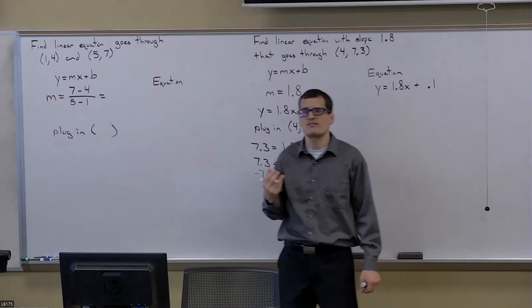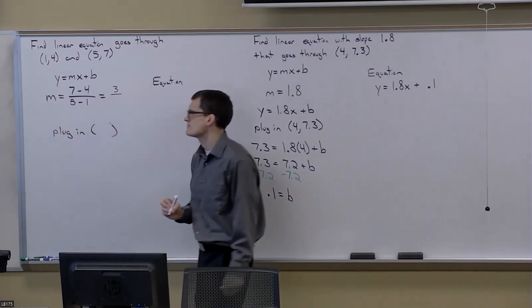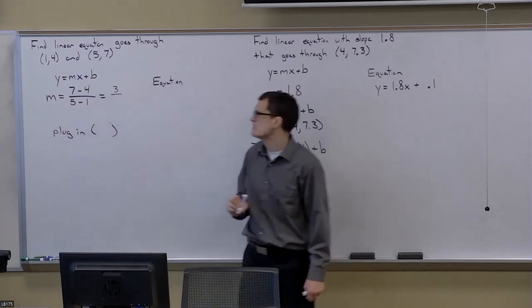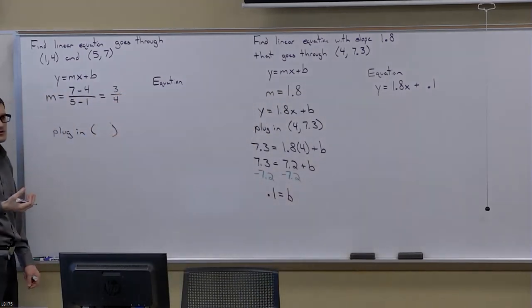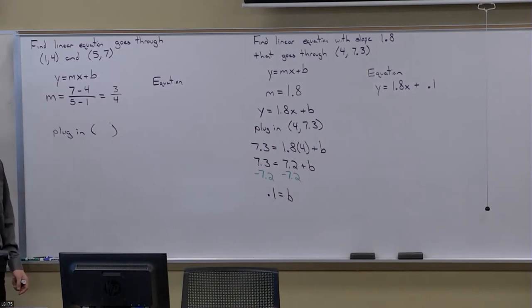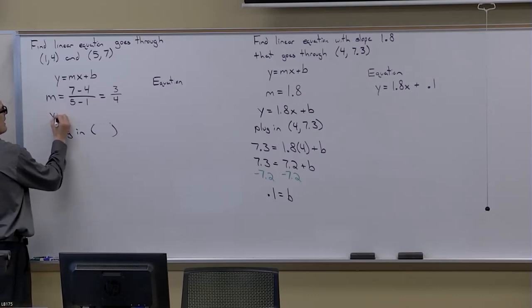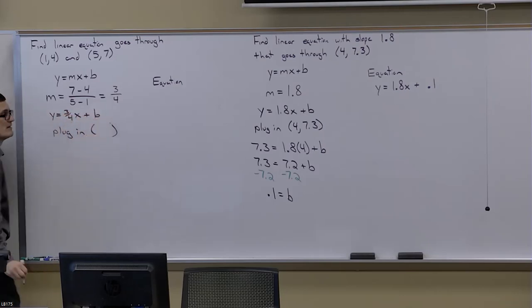So in our case, that's 7 minus 4, which is going to be 3 in the numerator. In the denominator, we have 5 minus 1, which is going to be 4. So the slope is 3 over 4, 3/4 or 0.75, however you like to write it. I'll leave it as 3/4 right now. That means my line is going to be y equals 3/4 times x plus some b.